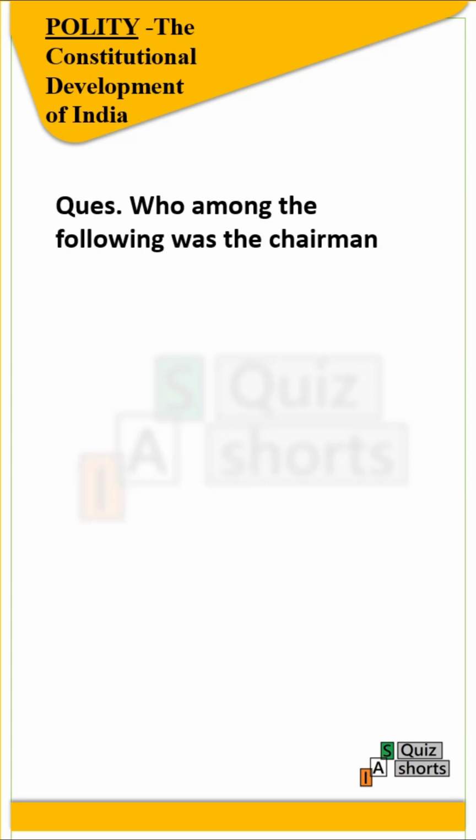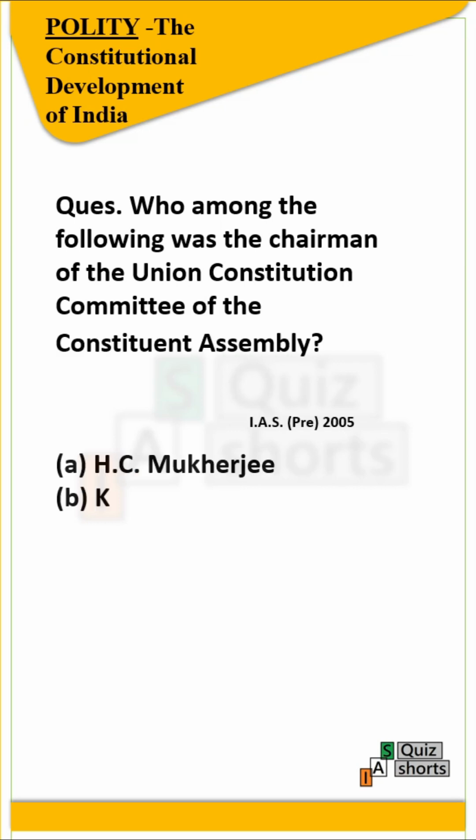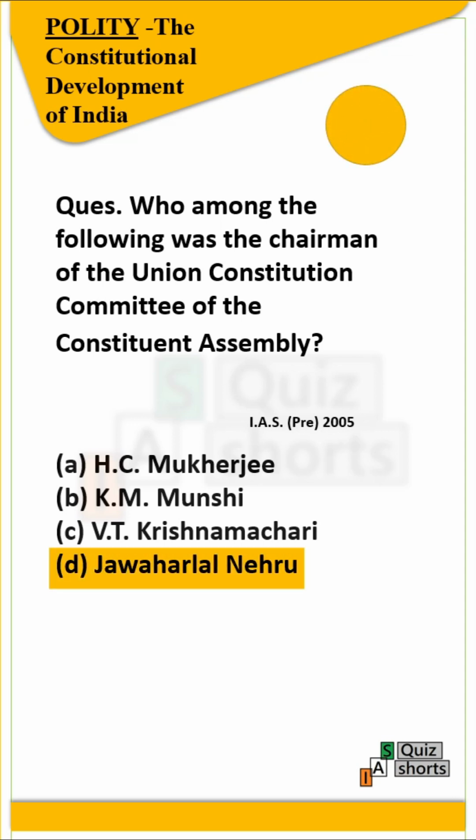Who among the following was the chairman of the Union Constitution Committee of the Constituent Assembly? Option A H.C. Mukherjee, option B K.M. Munshi, option C V.T. Krishnamachari, option D Jawaharlal Nehru. Answer is option D Jawaharlal Nehru.